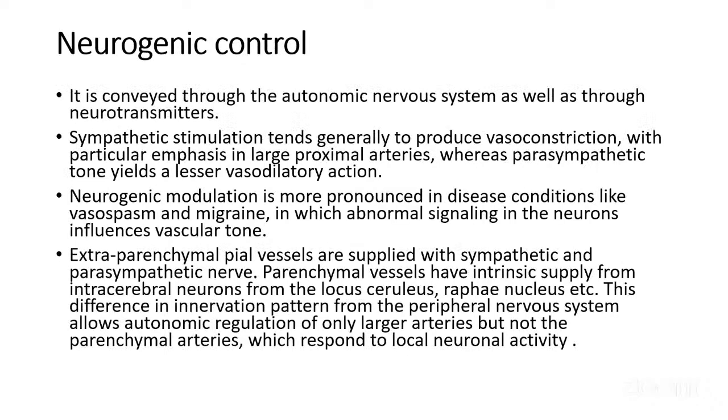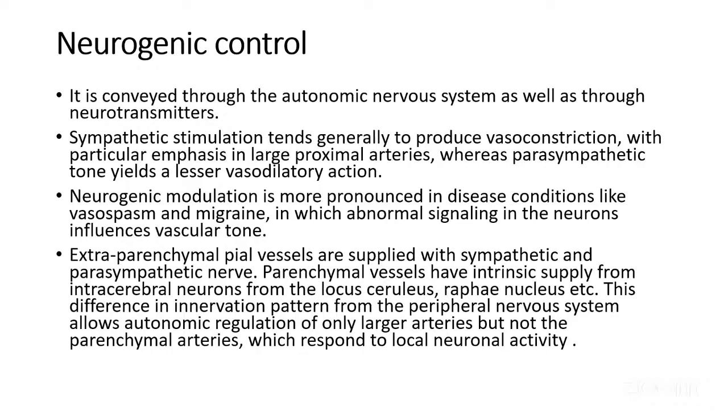Now come to neurogenic control. Extraparenchymal pial vessels are supplied by sympathetic and parasympathetic nerves. Parenchymal vessels have intrinsic supply from intracerebral neurons from the locus coeruleus and raphe nucleus. This difference in innervation is typical for brain tissue, and it allows autonomic regulation only for the larger arteries, not for the parenchymal arteries. They respond to local neuronal activity.